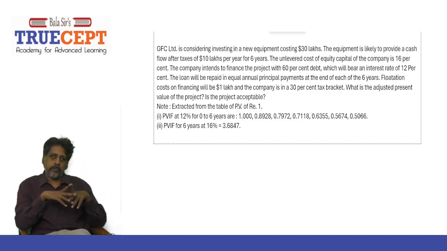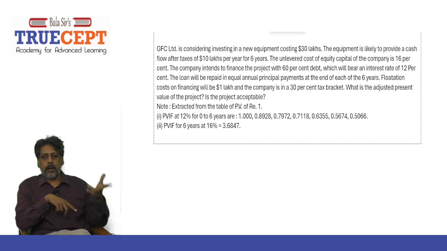Then read further. The equipment is likely to provide a cash flow after taxes of $10 lakh per year for 6 years. You saw that they have given the CFAT, cash flows after tax. You can earn dollar how much? 10 lakh. Or you can say $1 million, right? For how many years? 6 years. You can earn $10 lakh each year for the next 6 years. That's your CFAT.